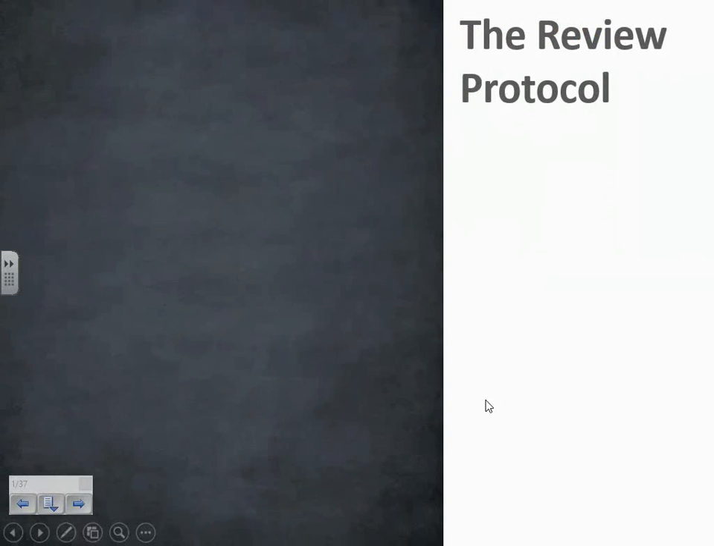Okay, the review protocol. What is a protocol? A protocol is the plan or set of steps to be followed in a study. A protocol for a systematic review should describe the rationale for the review, the objectives, and the methods that will be used to locate, select, and critically appraise the studies, and to collect and analyze the data from the included studies. The components of the review protocol are as follows. First, we're going to look at the background.